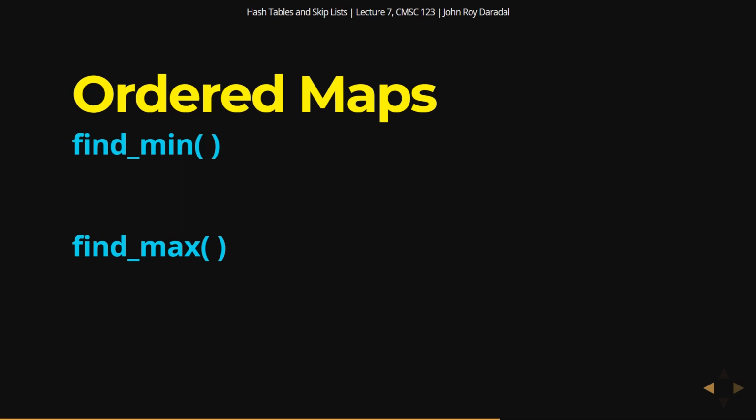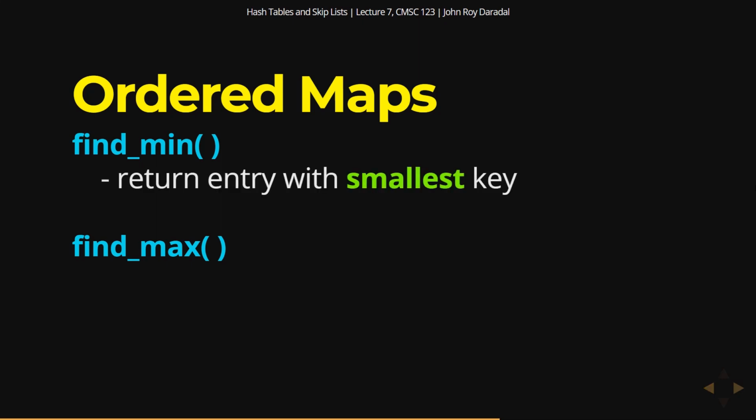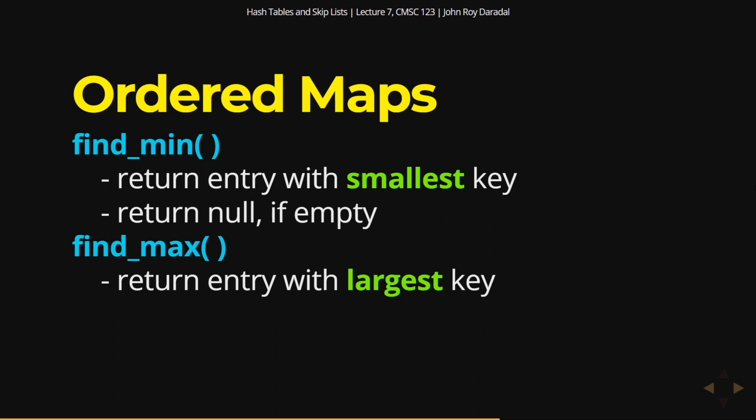The additional methods for ordered maps are as follows. You have find min and find max. From the name itself, find min returns the entry with the smallest key, the minimum key, and this is possible because you have an ordering of the keys, right? If it's empty, you return null. Then for find max, it's the opposite. You return the entry with the largest key, the maximum key. Again, if it's empty, you return null.